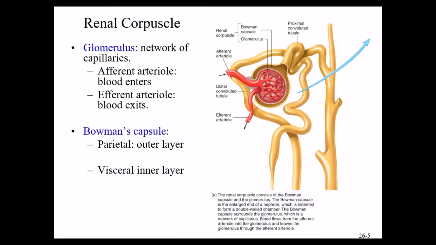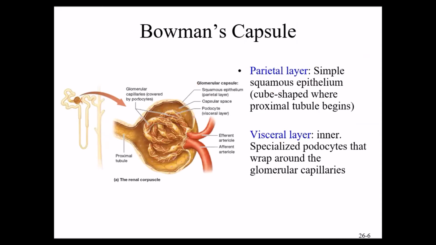There are two layers to this, and they use the terms associated with membranes a lot of times, parietal and visceral. Parietal is the outermost layer, and the visceral is the inner layer. But let's look at that a little closer, because there are some interesting things that happen here with the Bowman's capsule. First of all, the parietal layer is just an outer capsule layer. It's made out of simple squamous epithelial cells, and you can see that in this diagram. So you have relatively thin, flat epithelial cells on the outside.